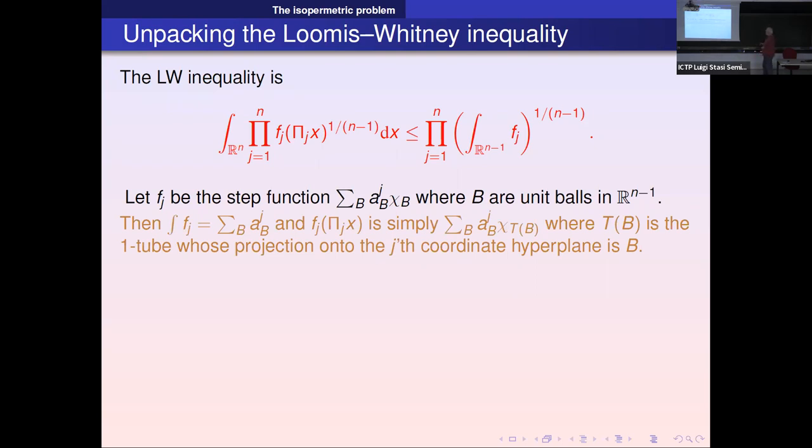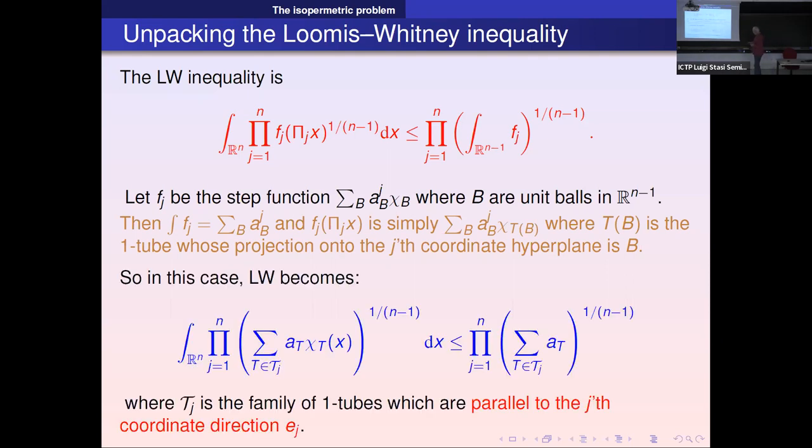Well, it's easy to work out the L1 norm of Fj. And what is Fj of pi_j x? That's simply the same weighted sum, but now of the characteristic function of the tube which lives above the ball B, so the tube in R^n whose projection on R^(n-1) is that ball. So what do we get? We just rewrite the Loomis-Whitney inequality in this case. It's the integral of a product of these weighted sums of characteristic functions of tubes, and the tubes T in the jth component of the product are all tubes which are exactly parallel to the jth coordinate axis. And this is just how the L1 norms come out.